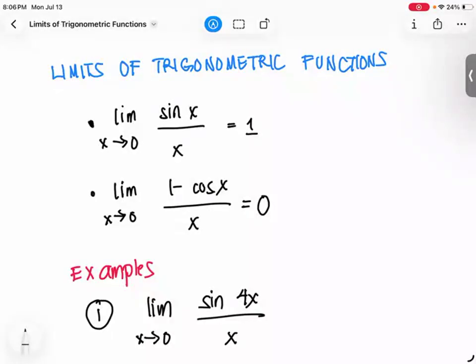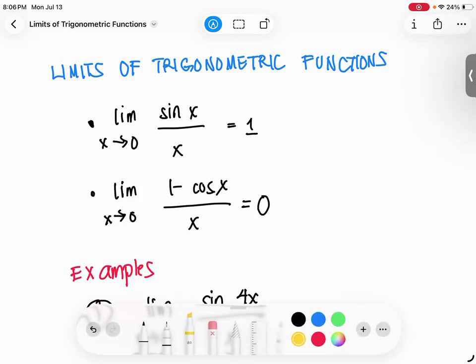So for this video, we are going to discuss the limits of trigonometric functions. Now, before we start with examples, we want to remember two important identities. First, the limit of sine of x over x as x approaches 0 is equal to 1.